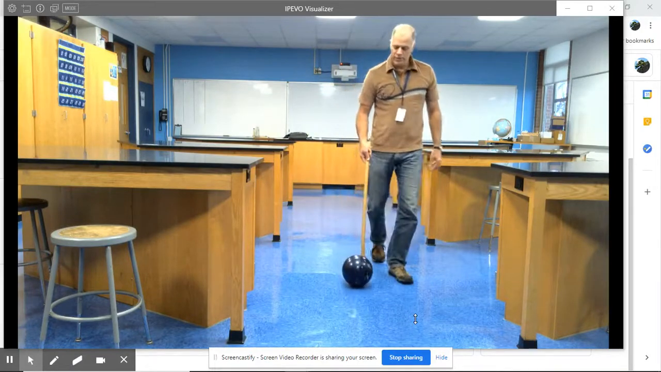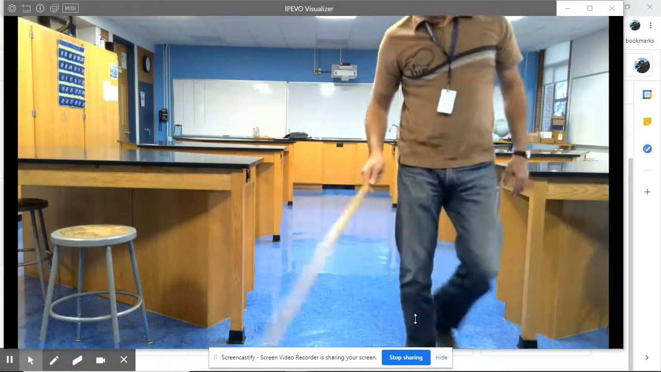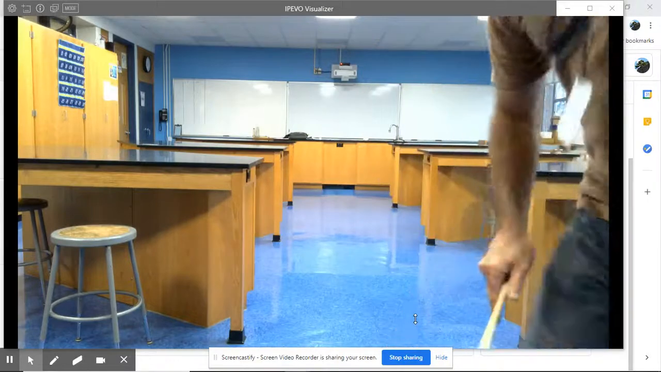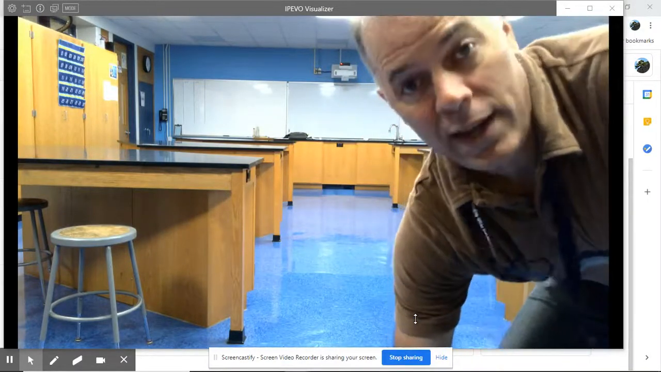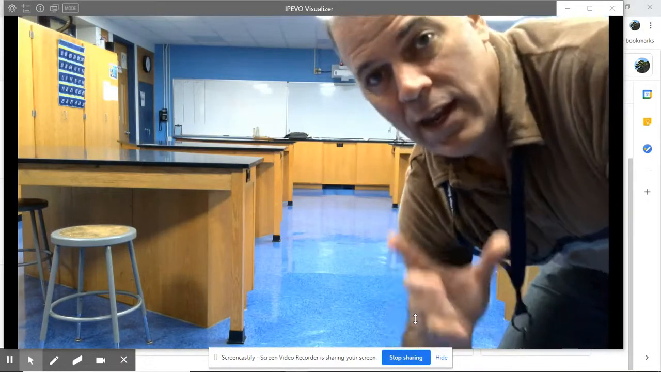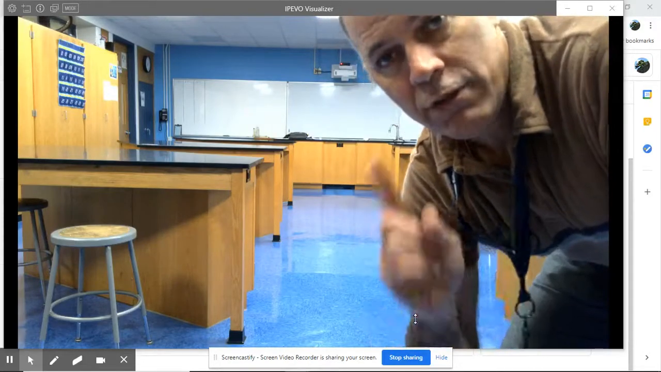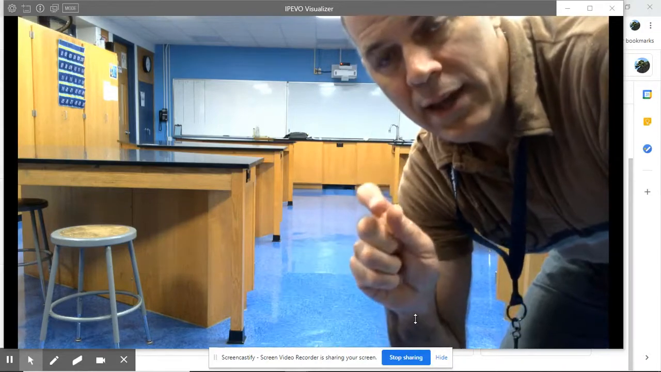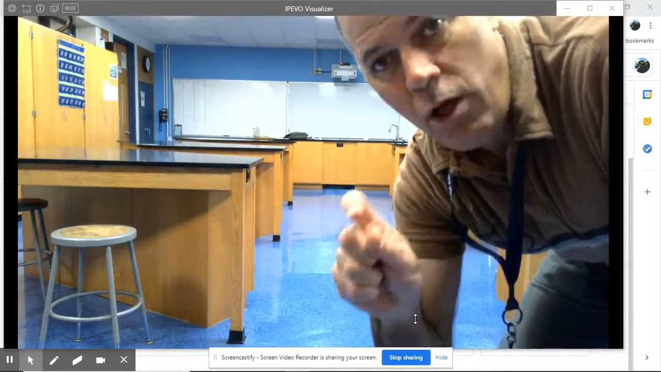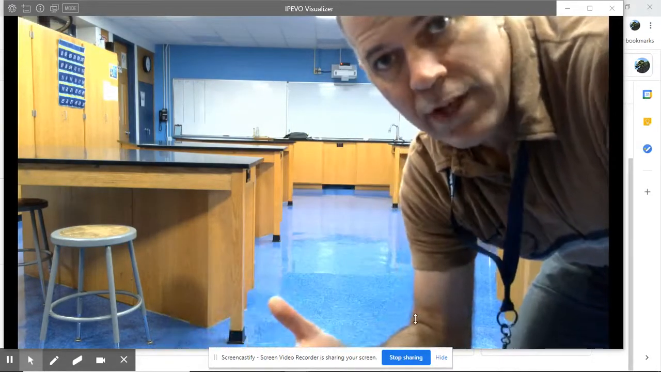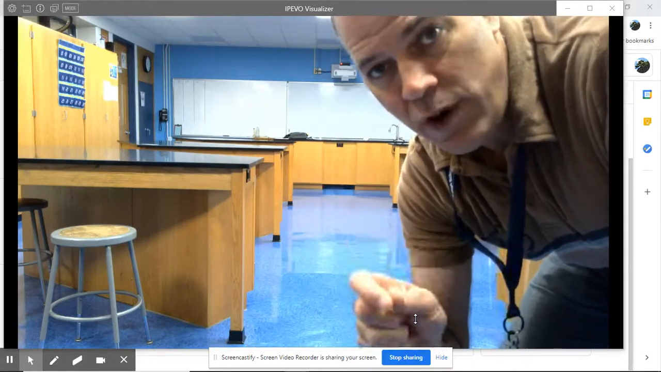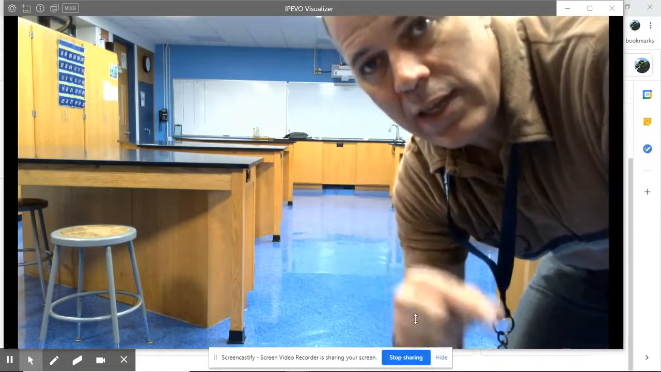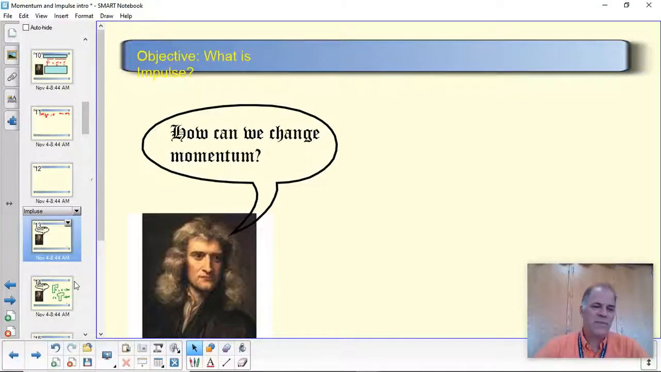And it slowly accelerates and it goes faster and faster, but eventually it's going just as fast as it did when I kicked it. So in the end, it has the same amount of momentum. But the first time I applied a large force for a small amount of time. And the second time I applied a small force for a longer period of time. But the combination of the force and the time resulted in the same change in momentum.